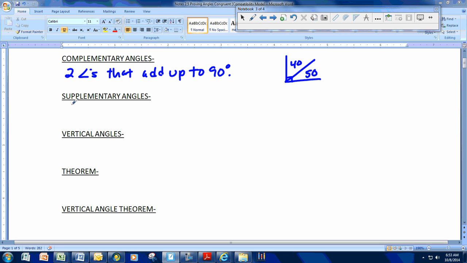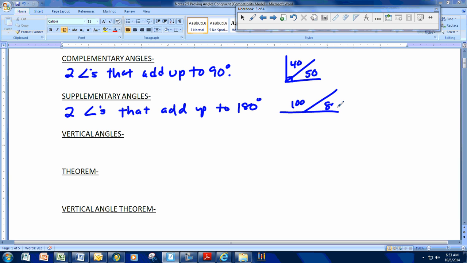The next pair we have are called supplementary angles. Supplementary angles are two angles that add up to 180. Alright? So we know 180 degrees is a straight angle, so if two angles add up to 180, they're called supplementary. For instance, this angle is 100, this angle would be 80, totaling 180 degrees.